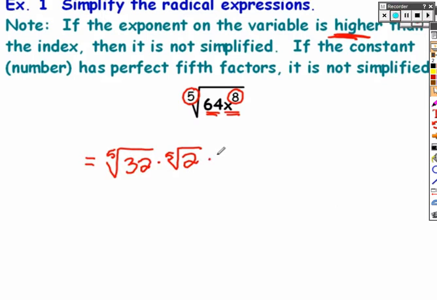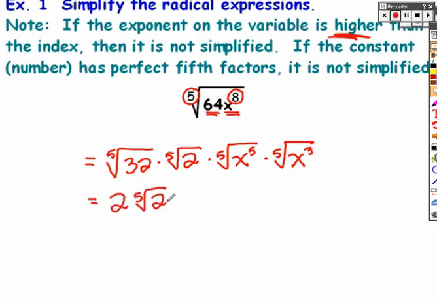I'll show you that in a moment. And then I'm going to break down x to the 8th into perfect fifth factors too. So I'm going to say x to the 5th, and then I'll take the 5th root of, there'd be 3 x's left. The 5th root of 32 is just 2. 5th root of 2 would give me a decimal, so I'm going to just leave that. Now here, as long as the variable is positive, the 5th root and the 5th power, those will just cancel each other out, so that term would just be x.